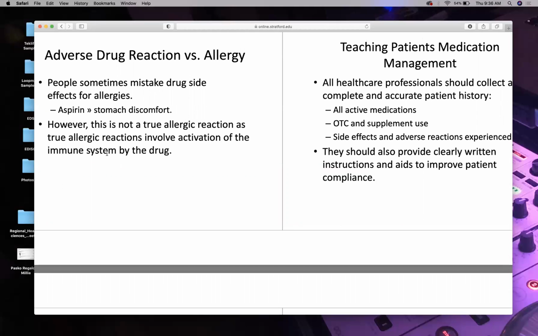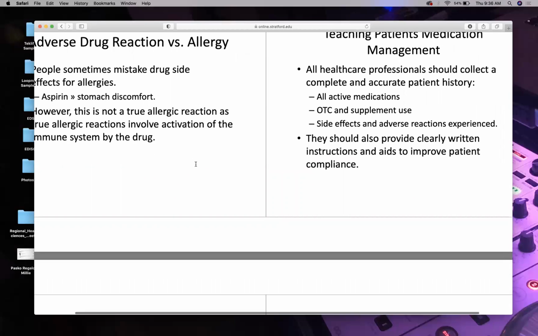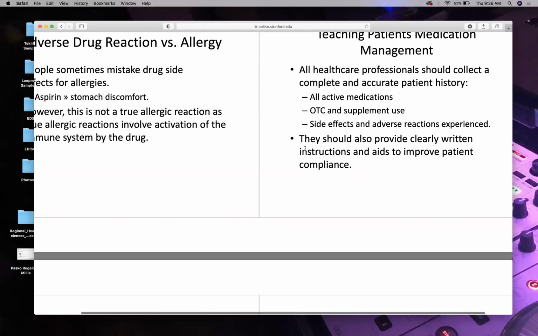Okay. However, so know the difference between a drug reaction, or a side effect, which is kind of expected, and the allergy. Allergy is unexpected, and it is an immune response, an unwanted immune response. Okay, we already mentioned this.